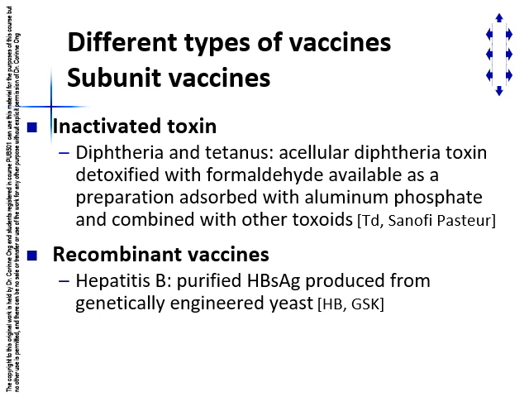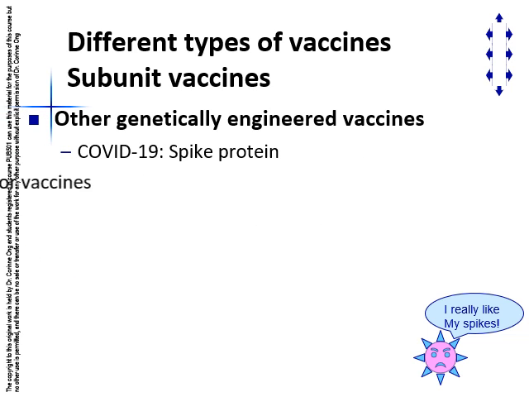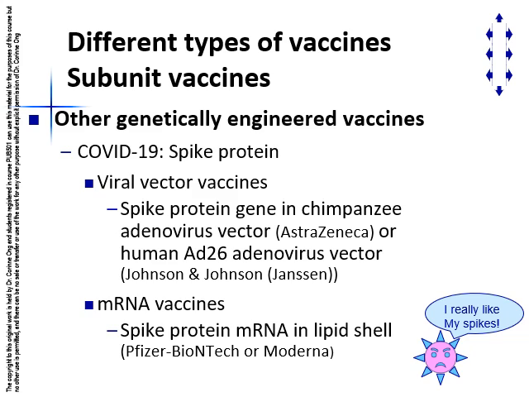The diphtheria and tetanus vaccines are both toxoids, which are toxins which have been detoxified by inactivation with formaldehyde. The hepatitis B vaccine is one of the recombinant vaccines made by purifying the recombinant hepatitis B surface antigen produced from genetically engineered yeast. The COVID vaccines that most of us have received are the latest in genetically engineered vaccines.